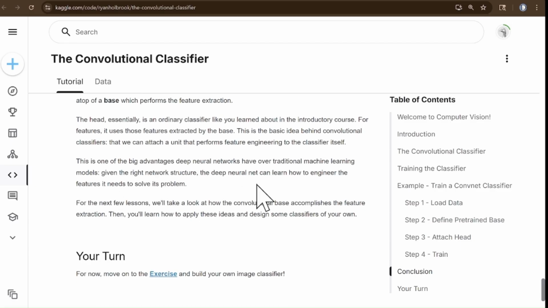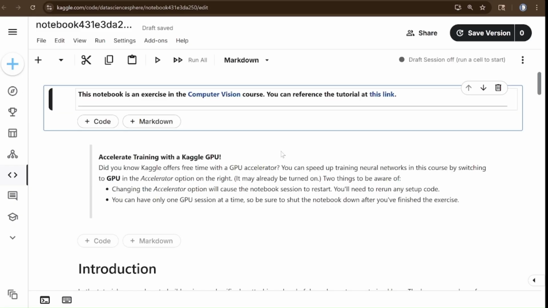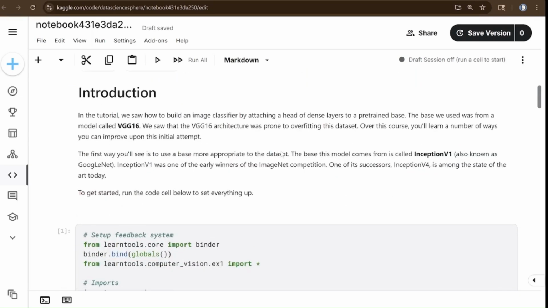Okay. So this is one of the big advantages deep neural networks have over traditional machine learning: given the right structure, the neural network can learn how to engineer the features it needs to solve the problems. Okay. Now it is your turn to build your own image classifier. That is interesting. Okay, so let's start the exercise.